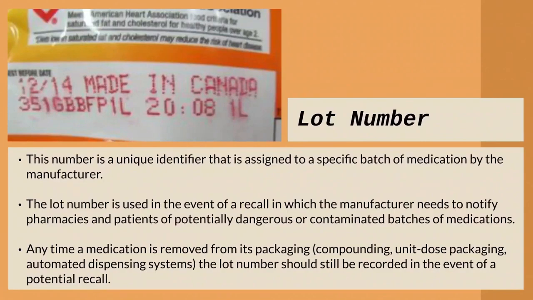Different from NDC numbers is lot numbers. This number is a unique identifier that's assigned to a specific batch of medication by the manufacturer when they make it. So the lot number is used in the event of a recall in which the manufacturer needs to notify both pharmacies as well as patients of potentially dangerous or contaminated batches of medications. So anytime a medication is removed from its packaging, such as compounding, unit dose packaging, or automated dispensing systems, the lot number should still be recorded in the event of a potential recall.